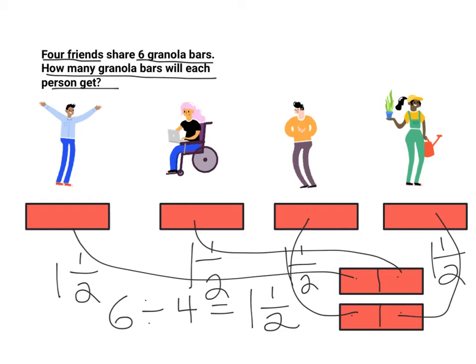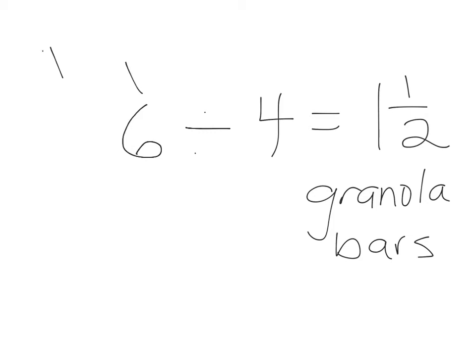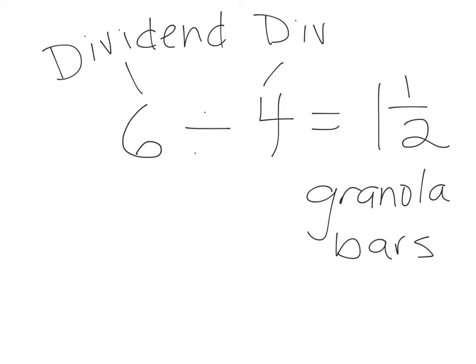And I want to talk to you real quick about some of the parts of the division problem. And so we'll go to the next slide. And I'm actually going to show you when I write that problem out, I have 6 divided by 4 equals 1 1/2. And I would label that granola bars because I don't want any naked numbers. So 6 is what we call the dividend. That is the number I am dividing. And 4 is the divisor. That is what I divide the dividend into.